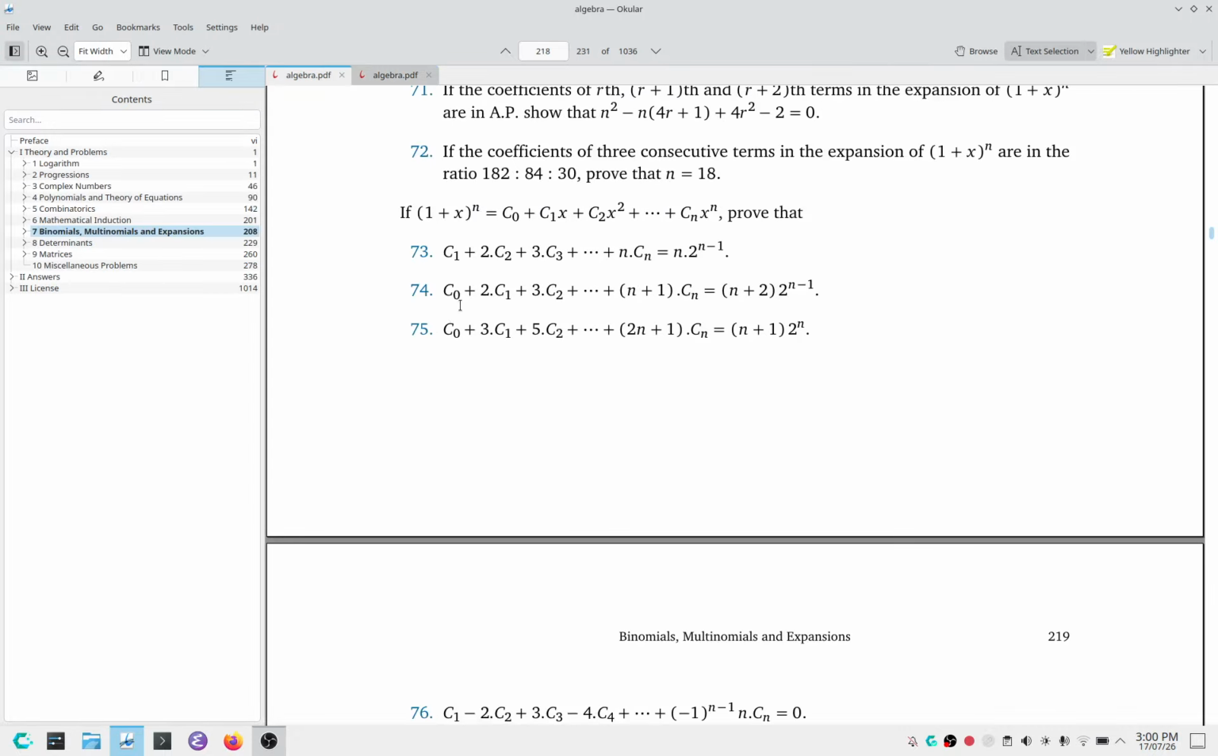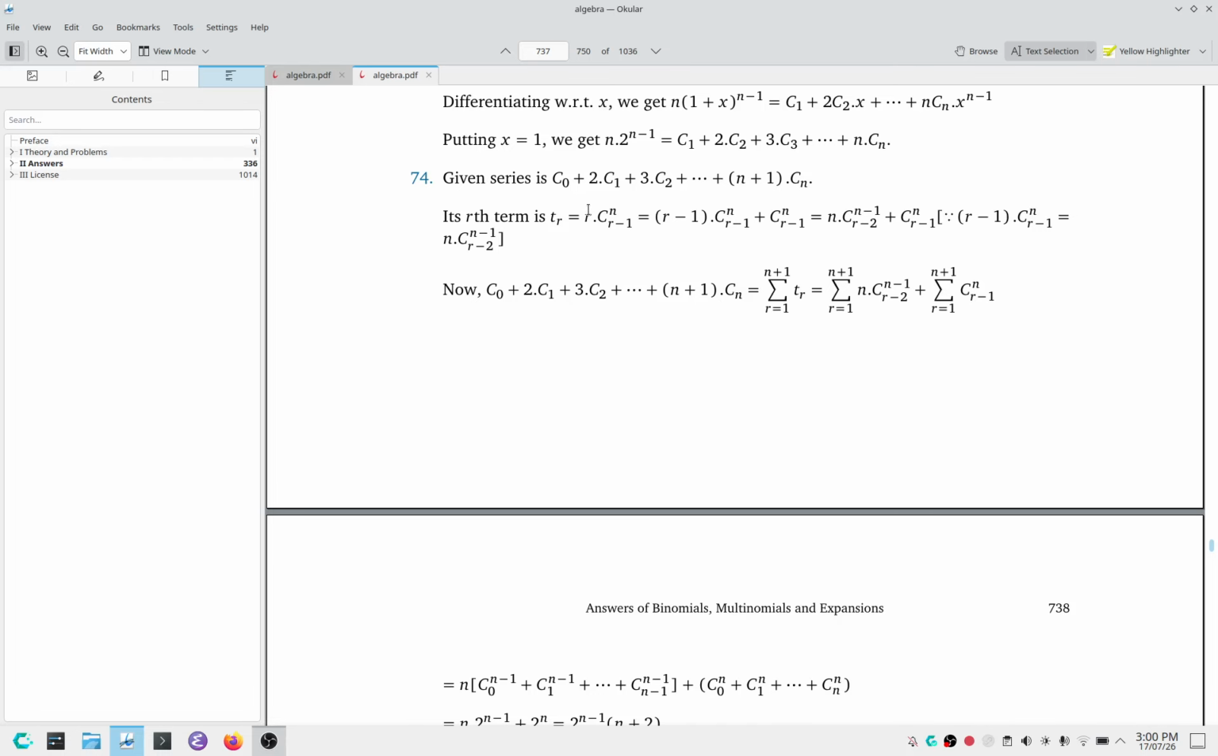Question 74 says that C0 + 2C1 + 3C2 up to (n+1)Cn is equal to (n + 2) times 2^(n−1). So here the general term is (r+1) nCr, that is r nCr plus nCr. Now this we can write as n times (n−1)C(r−1) plus nCr, because r nCr is equal to n times (n−1)C(r−1).